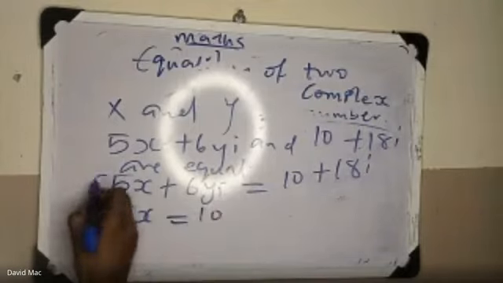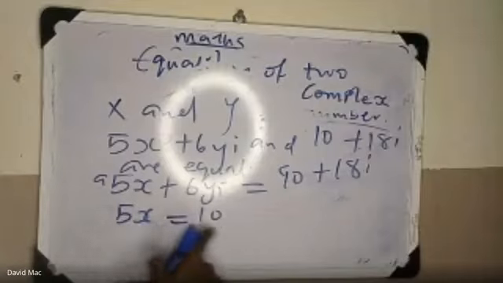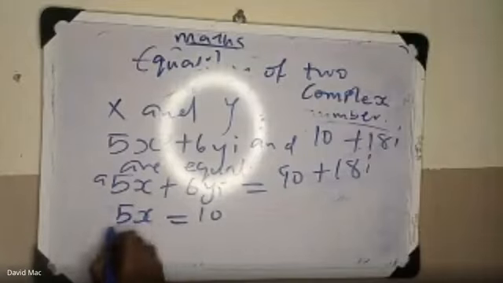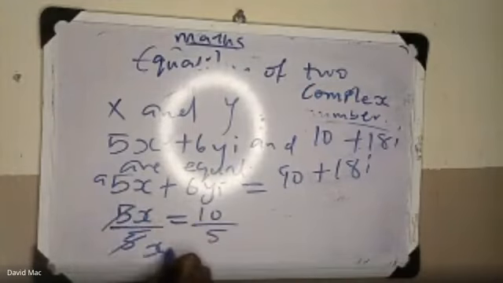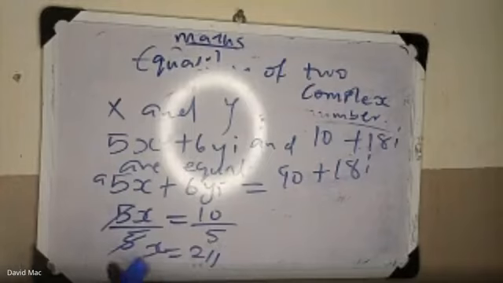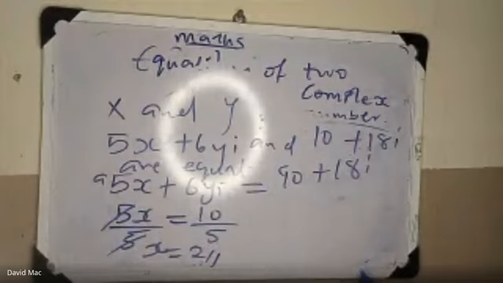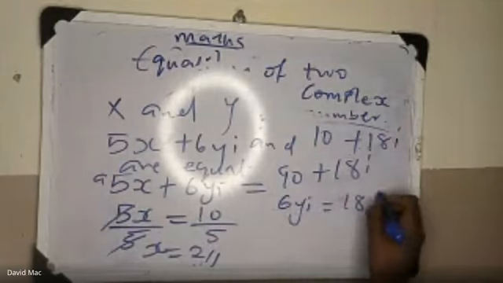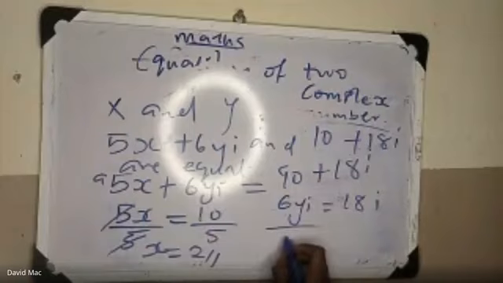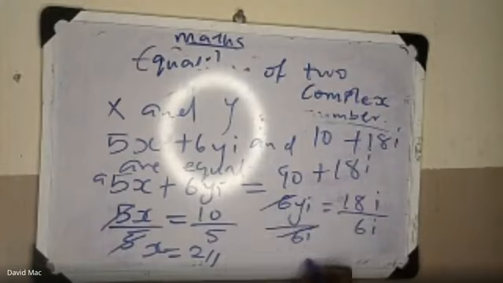Remember, this is your a, this is your c, and I told you a must be equal to c. So if you want to get the value of x, divide both sides by 5. 5 cancels 5, x is equal to 2. So x must be 2 in order to get 10, because 5 times 2 is 10. Very simple. So 6yi is equal to 18i. So divide both sides by 6i. 6i cancels 6i, y is equal to what?